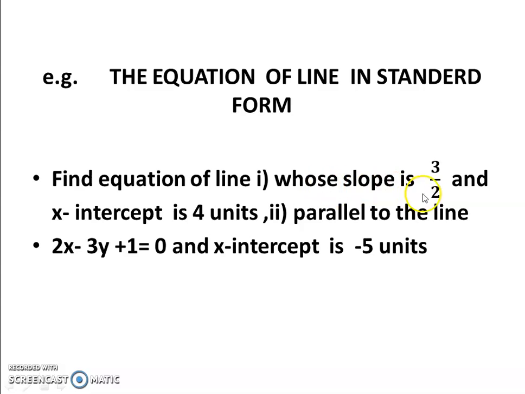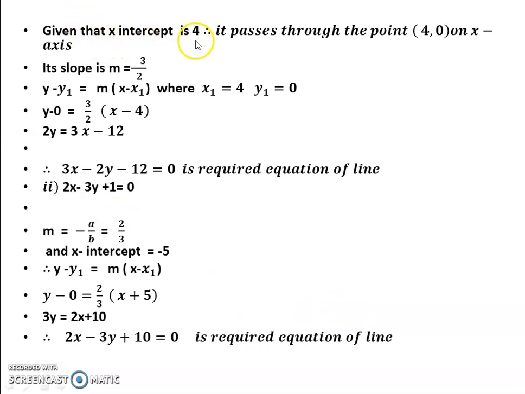Find the equation of the line whose slope is 3/2 and x-intercept is 4 units. Second, parallel to the line 2x minus 3y plus 1 equal to 0 and x-intercept is minus 5 units. Both sub-questions are there, we have to solve them one by one. Given that the x-intercept is 4, it passes through the point (4, 0). The x-intercept is given, that means (4, 0), the y coordinate is 0 on the x-axis. Its slope is m = 3/2. So we have the equation y minus y1 is equal to m(x minus x1), where x1 is 4 and y1 is 0.